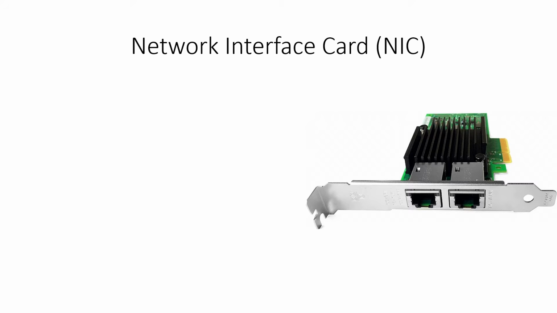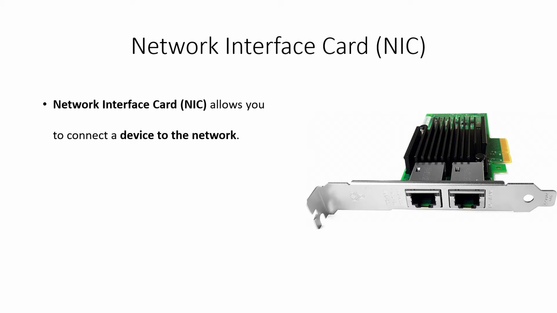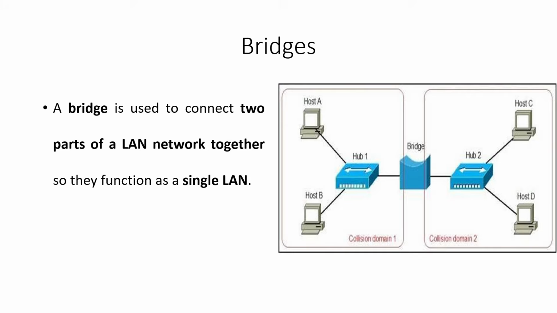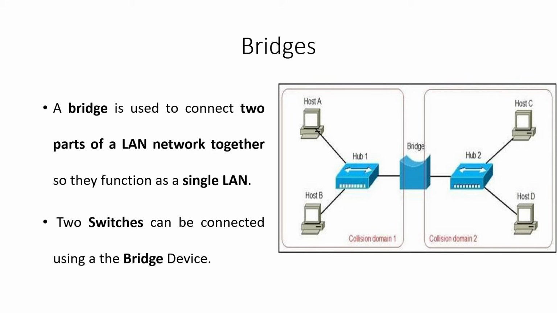Network Interface Card (NIC). A Network Interface Card allows you to connect a device to the network. The NIC will contain the MAC address, which will be used to identify the computer to the network. Bridges. A bridge is used to connect two parts of a LAN together so they function as a single LAN. Two switches can be connected using a bridge device.